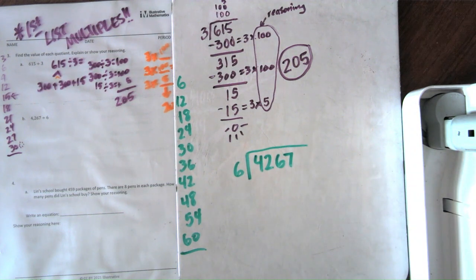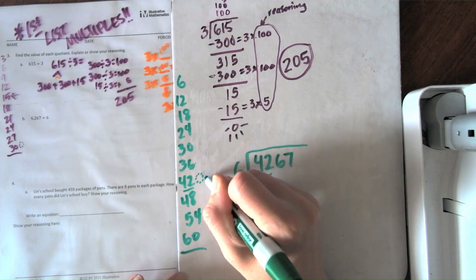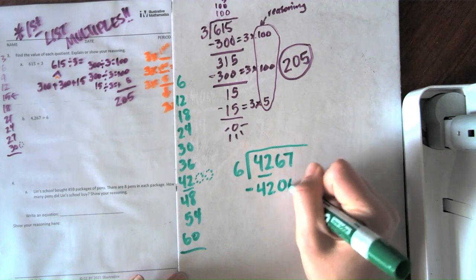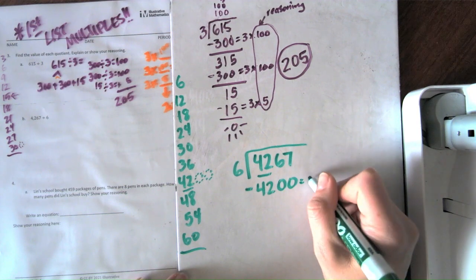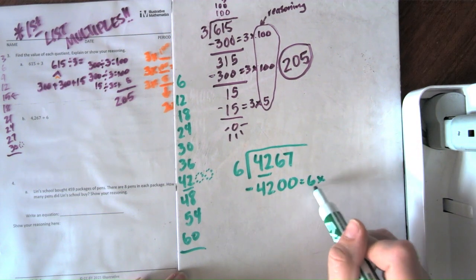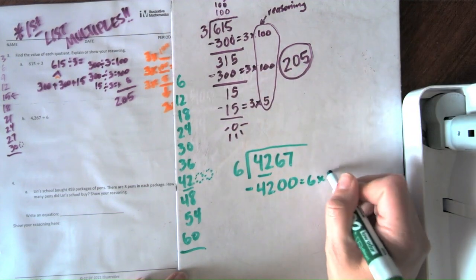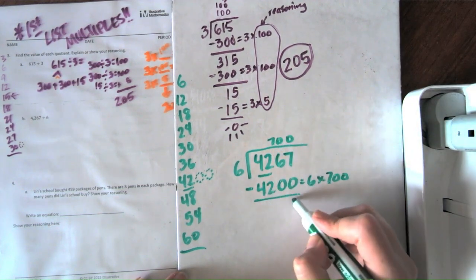divided by 6. Now, here is the trick here. How do I choose? I already know that I see this 42, and I see a 42 right there, which makes me very happy. And so, if I can add 1 zero, and we've talked about this, then I can add 2 zeros. So I'm going to subtract 4,200 because 4,200 is 6 times 1, 2, 3, 4, 5, 6, 7 with 2 zeros, which is 700. So that means that 700 is going to be part of my quotient, and now I can subtract.